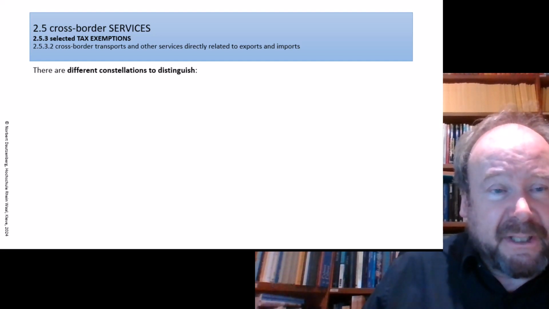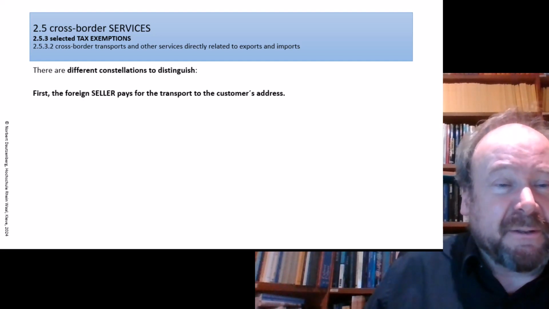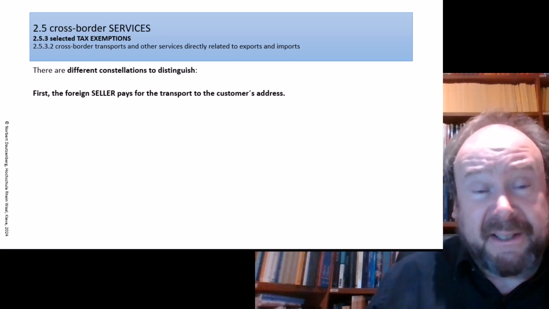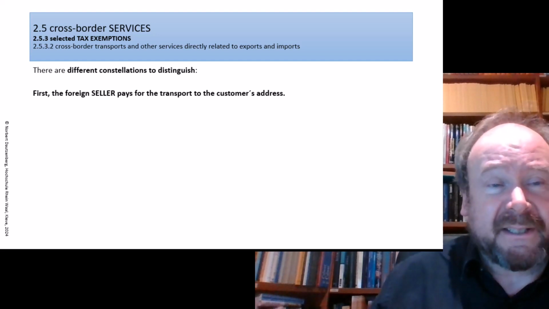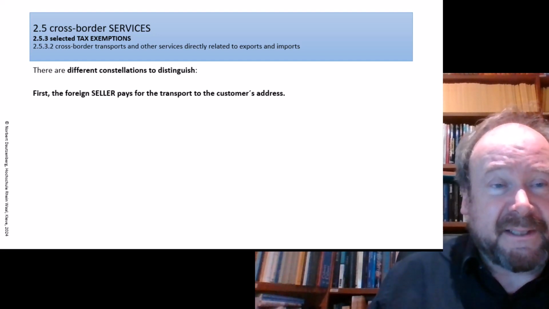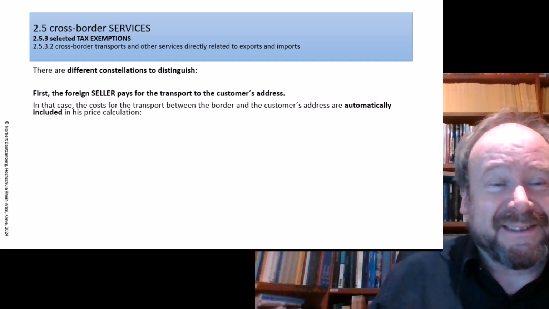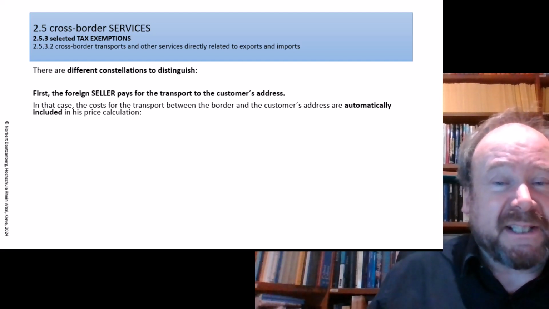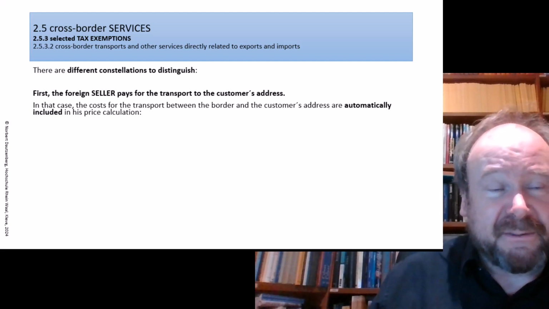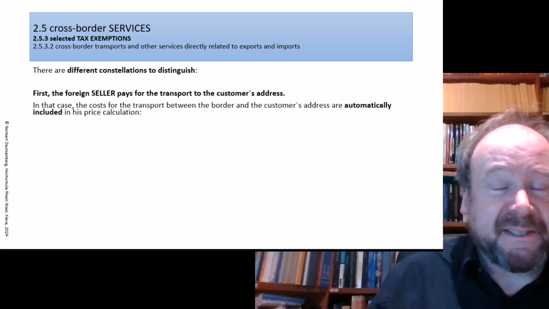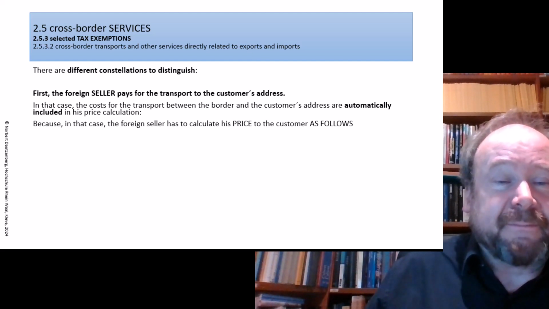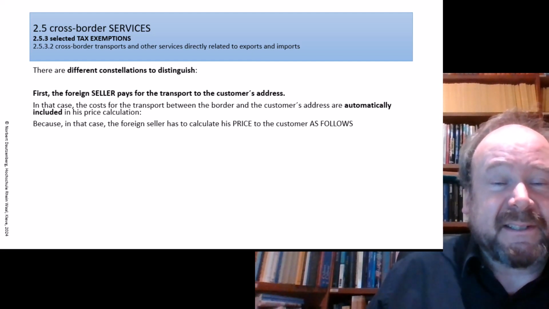Now, basically, we have two constellations to distinguish. The first is the foreign seller pays for the transport to the customer's address. In that case, the tax base can easily be determined because then the foreign seller must have included the cost of transportation into his calculation. So you can take the sales price as tax base.